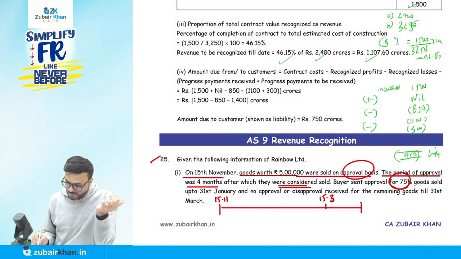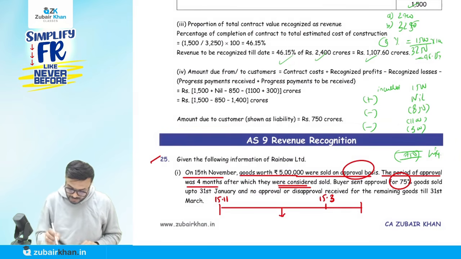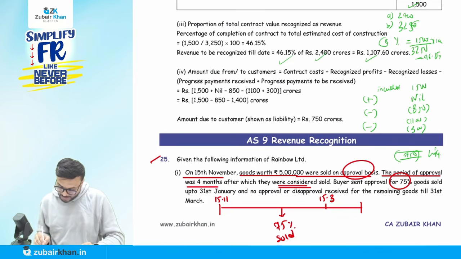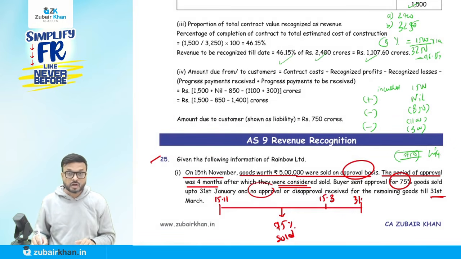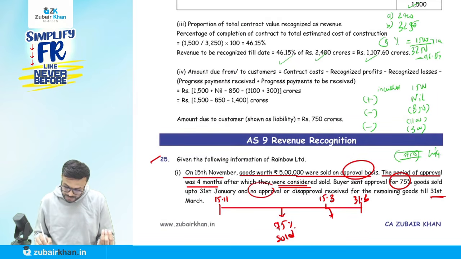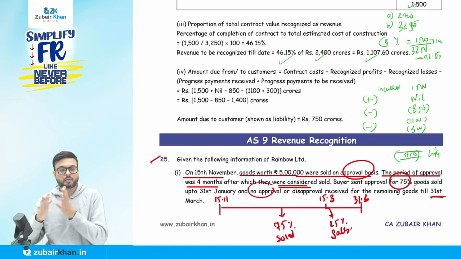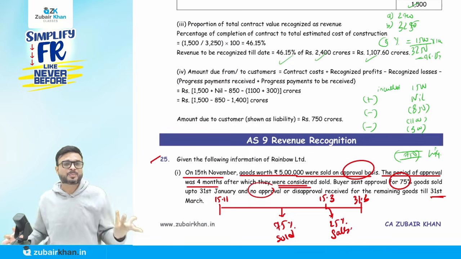The buyer sent approval for 75% of goods sold up to 31st of January. So up to 31st of January, the buyer gave approval of 75%. This 75% will be considered as sales. What about the 25%? No approval or disapproval was received for the remaining goods till 31st March. So till 31st of March, the buyer did not approve anything or inform us anything. The remaining 25% will also be considered as sales, because the 4 months have expired, the reasonable period that we decided earlier has expired. So after 4 months, even if approval is not given for the 25%, that will also be considered as sales. Simple.